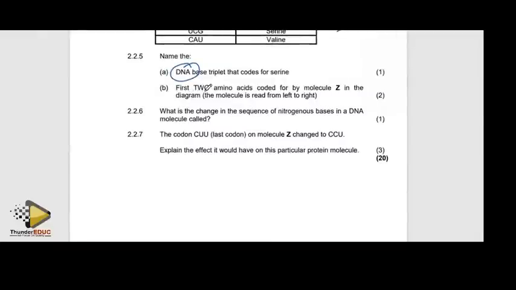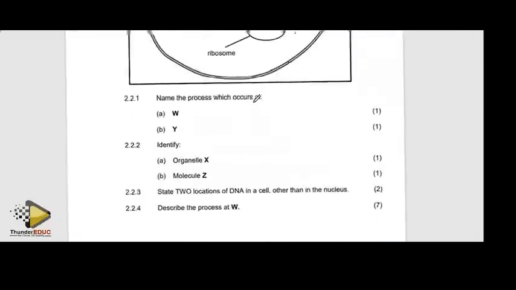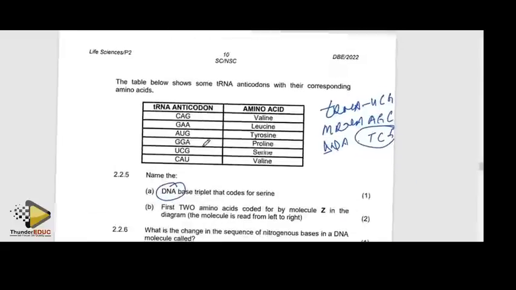They're asking for the first two amino acids coded by the molecule Z in the diagram, from left to right. So I have this, and I also have this. But I need to first read: this is messenger. I need to go to the table and check.